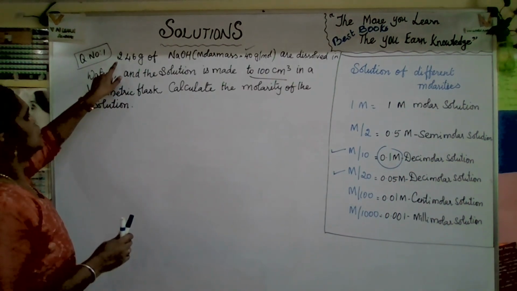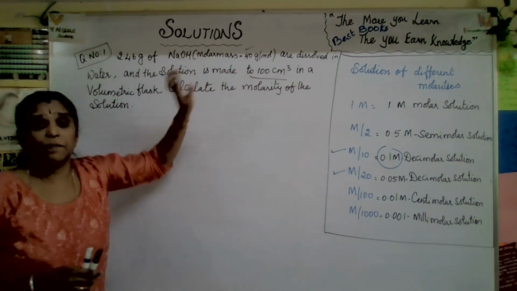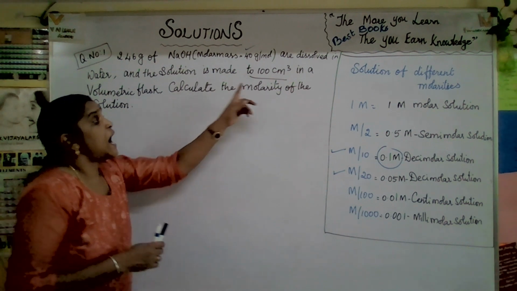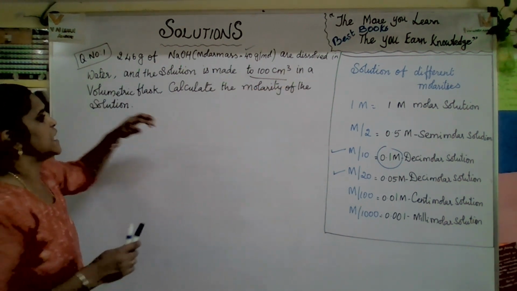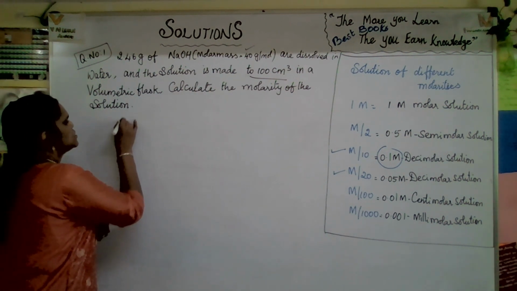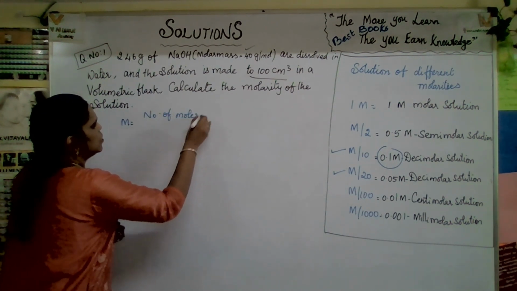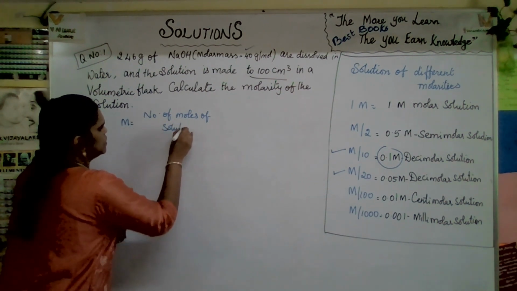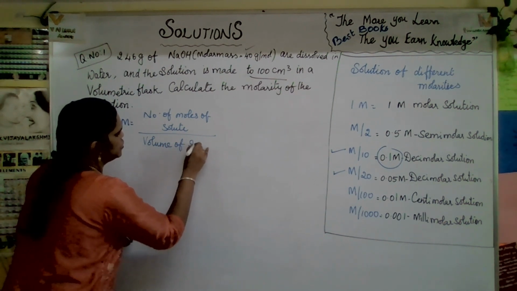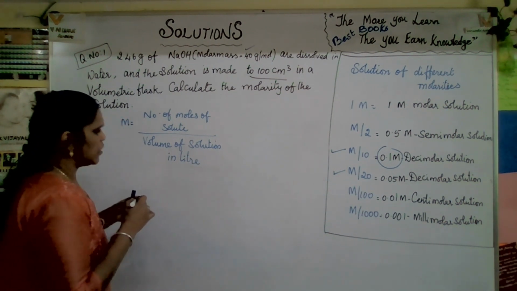Now let us see one example. 2.46 gram of sodium hydroxide, molecular mass 40, is dissolved in water, and the solution is made up to 100 centimeter cube. So the volume is also given, in a volumetric flask. Calculate the molarity of the solution. This is so simple. Molarity equals number of moles of solute divided by volume of solution in liter.